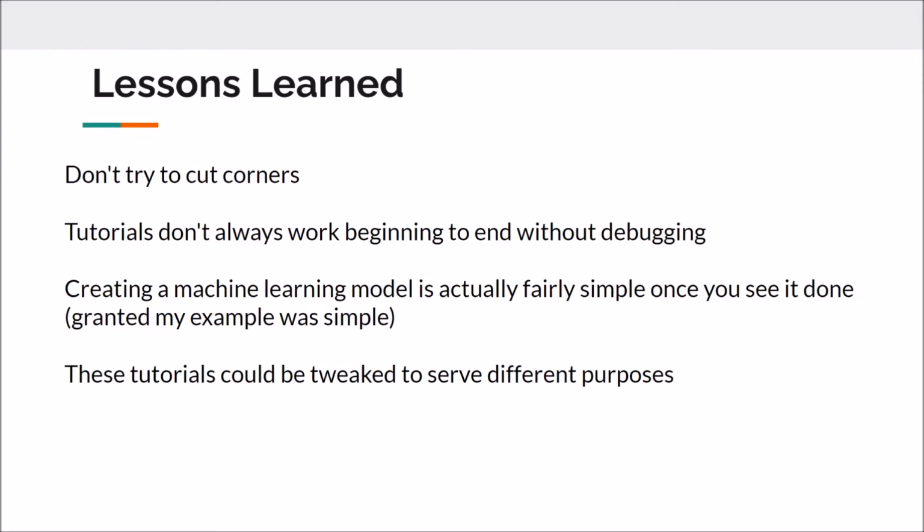Therefore, I would say creating a machine learning model is actually fairly simple once you've seen it done. Granted, my example was simple, and there's pretty much a few steps to it. You gather your data set, you create the model, you train the model, and then you use the model to predict and see how accurate it is and so on. Obviously, there's more steps in between, and I might have skipped a couple, but at a high level, those are the steps that stood out to me.